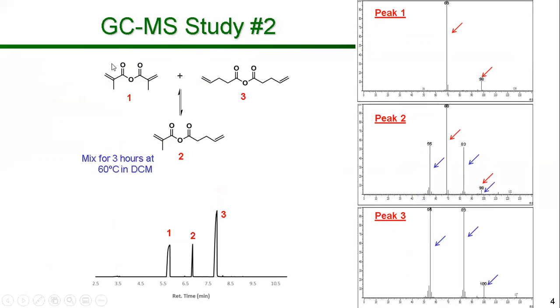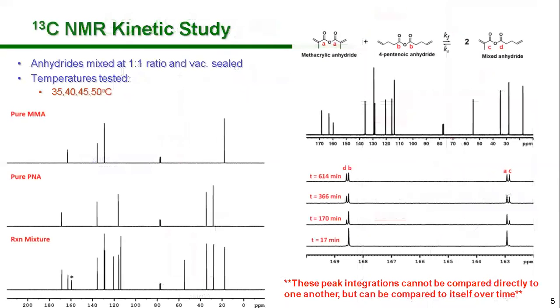Peak 1 is the methacrylic anhydride, which has mass-to-charge ratios of 98 as well as 69. Peak 3 has mass-to-charge ratios of 100, 83, and 55. The peak in the center has a combination of all of these, showing that, in fact, an asymmetric anhydride is forming. We wanted to take it further and do a kinetic study of this exchange. So we did a carbon-13 NMR, because we were able to monitor the shifts in the carbonyl peaks upon the formation of the asymmetric anhydride.